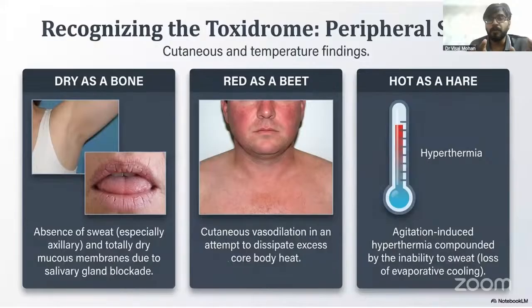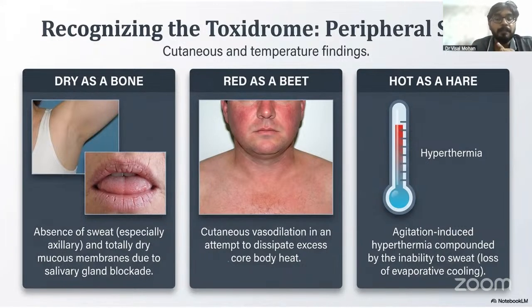We'll discuss the peripheral signs. We know this mnemonic: dry as a bone, red as a beet, hot as a hare, blind as a bat, etc. This is a mnemonic that we have known from before. So in these patients, what are the symptoms? Dry as a bone: because of the salivary gland blockade, the mucous membranes become completely dry, and there is an absence of sweat in this patient.